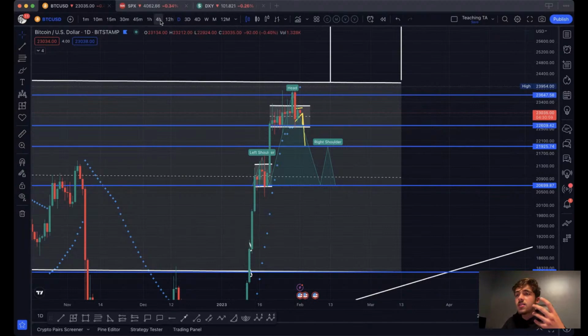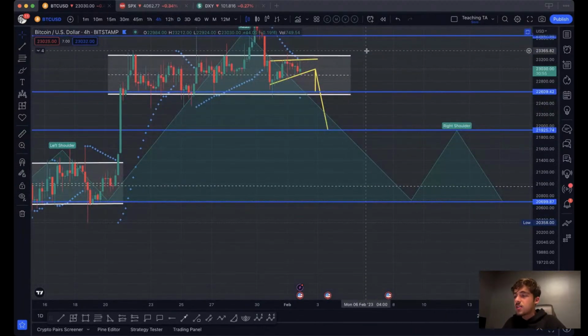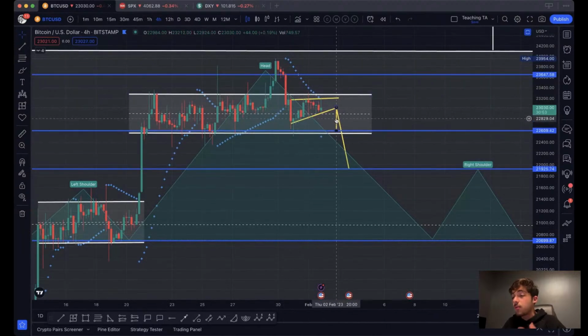And if we switch back into the 4-hourly chart once more before I finish off this video, we're seeing this bearish continuation pattern forming on the 4-hourly chart. And the first target, if we break to the downside, is $22,600. If we break down once more, then it's $21,900.